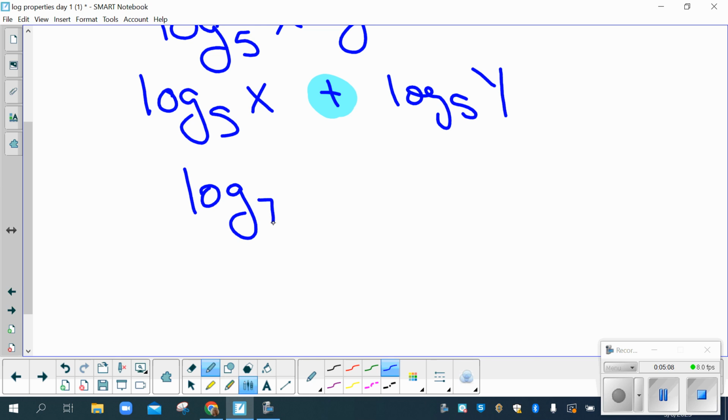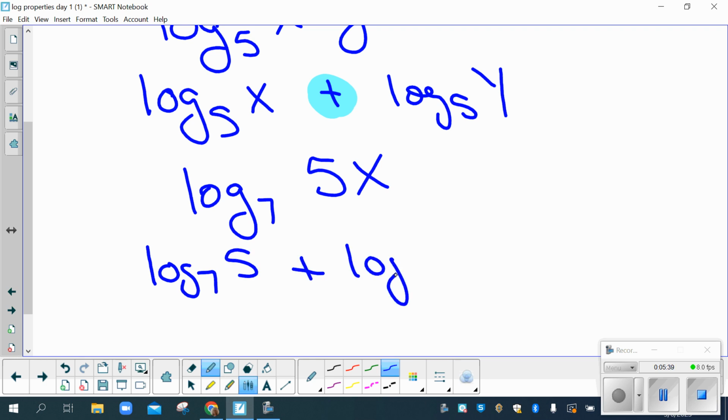Log 7 of 5x. I'd like you to write that out in expanded form. This is condensed. It's got one log. We're going to expand it, and it's going to have lots of little logs, or in this case, 2 little logs. Anyone brave enough to tell me what they got? It really is that easy. Tim, what'd you get? Log 7 of 5 plus log 7 of x. Awesome. That's all there is to it. That really is all there is to it.